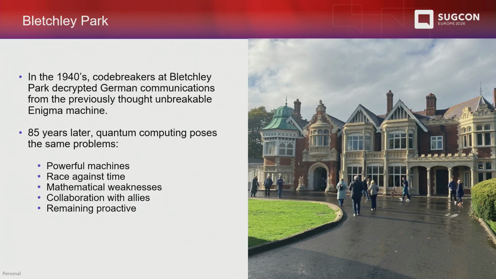So how do we protect our communications from a more powerful machine? How do we do it quickly in a race against the clock? How can we prevent exploitation of mathematical weaknesses? How can we work collaboratively with allies and others to protect our data? Like Richard Potter also mentioned yesterday, the rapid advances in computing power require us to remain proactive to ensure we migrate before data is breached. So it's really important to be proactive in this situation rather than reactive.